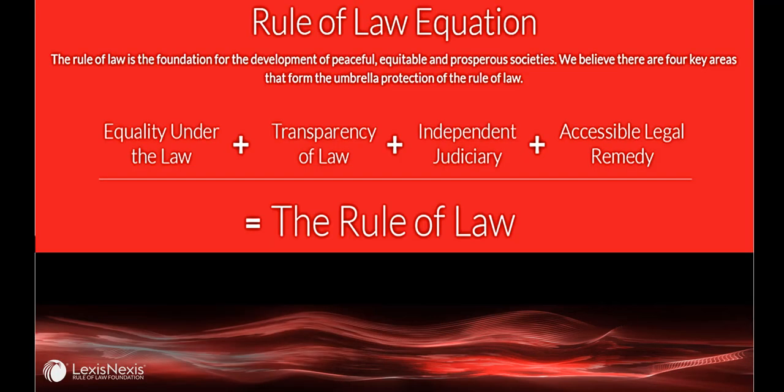If you search, you'll find several different ways to define the rule of law, but essentially it boils down to this: no man is above the law. Going a bit deeper, the rule of law is a system of laws, institutions, norms, and community commitment that ensures that no one, not even the rulers, are above the law. On your screen is the equation that the LexisNexis Rule of Law Foundation uses to help understand the rule of law, starting with equality under the law, adding transparency of the law, then independent judiciary, and finally accessible legal remedy. And all of these parts come together to form the rule of law. So let's look at each part of the equation.